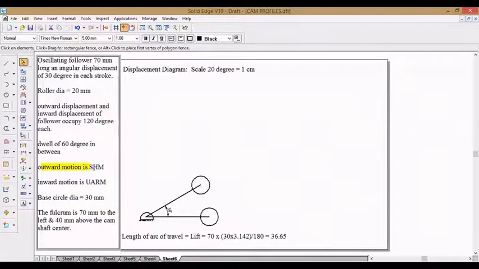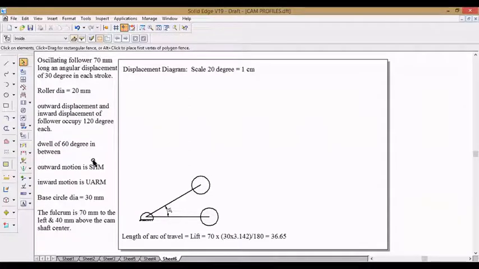Outward motion is simple harmonic motion. Inward motion is UARM. So while drawing displacement diagram, outward motion will be simple harmonic motion. Inward motion will be, inward means return. Outward means rise. Base circle dia is 30 mm. Fulcrum is 70 mm to the left and 40 mm above the cam shaft center. So this is the problem statement.